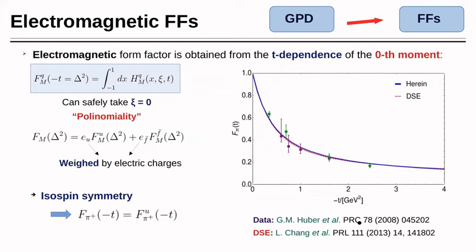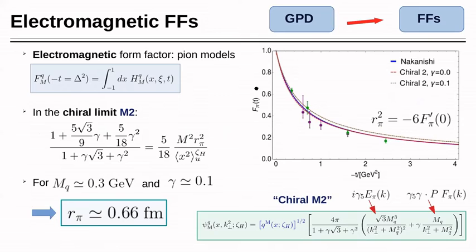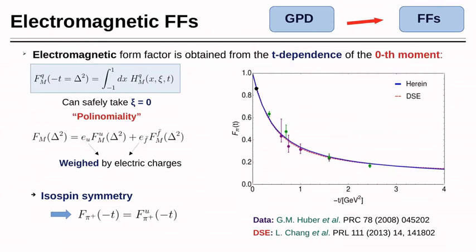Other things that we can obtain are, of course, the form factors. Form factors can be obtained from the evolution with the variable t of the moments, and the zeroth moment corresponds to the electromagnetic form factor. In this case, we compare our result in blue with Dyson-Schwinger equation result in red and with JLab experiments. So the agreement is fair, and this corresponds to the Nakanishi model result.